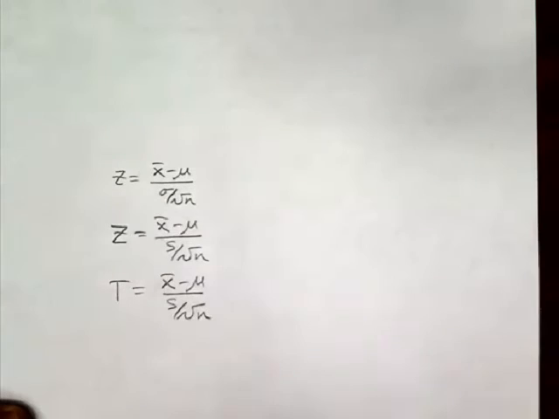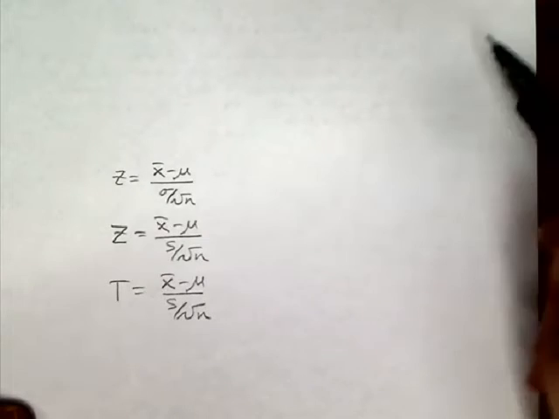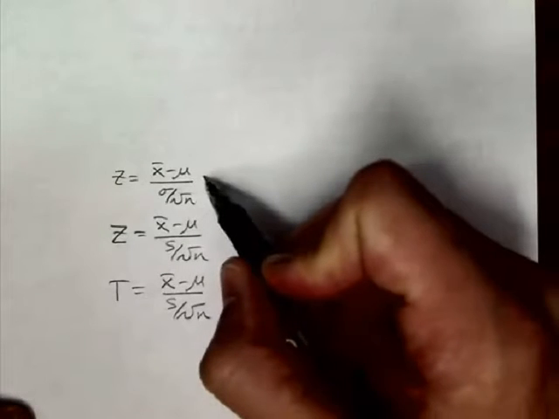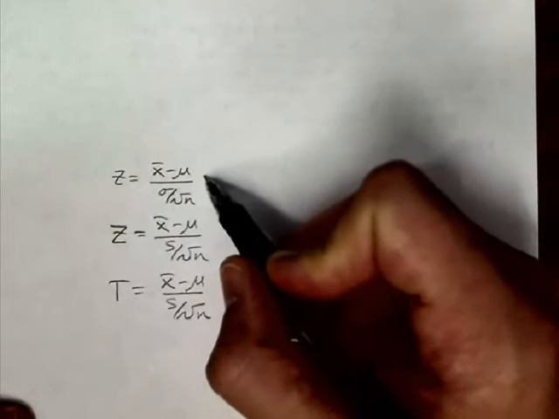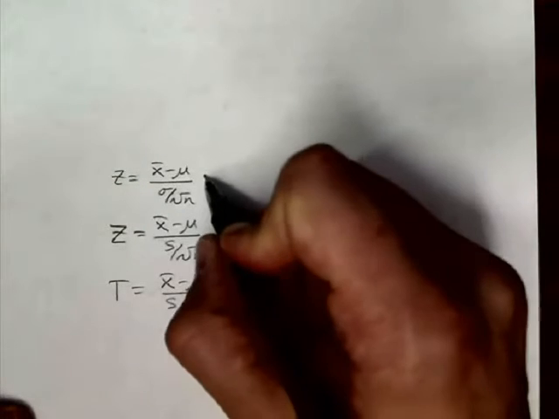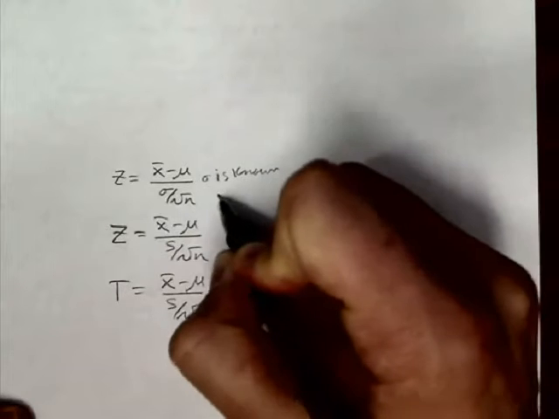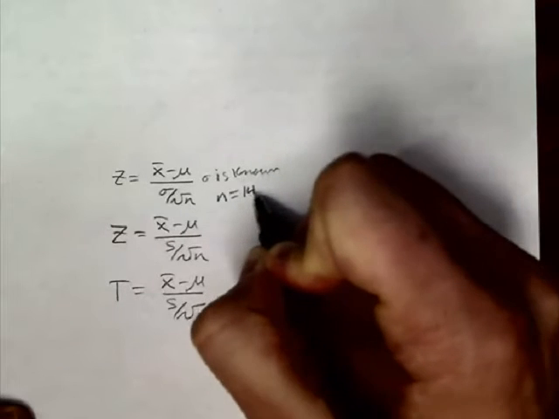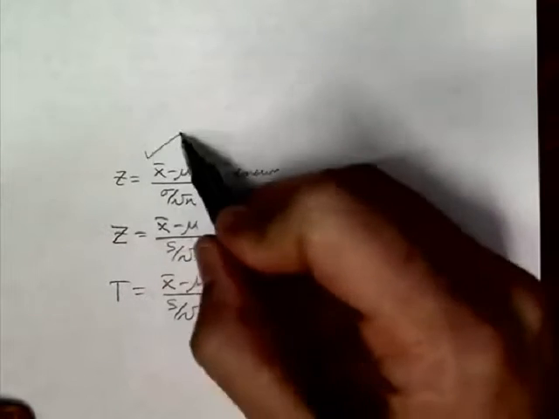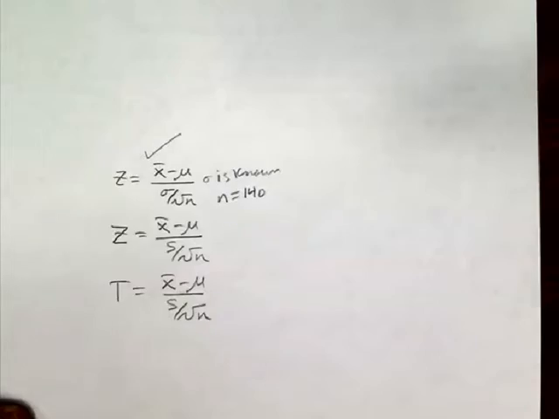So we have to think about our situation, which one of these would work. Well, we've assumed sigma to be known, and so that would fall under this category, but is n large enough? Well, yeah, so sigma is known, and n is 140 students, and so this is the one we would go with, this first test statistic formula.